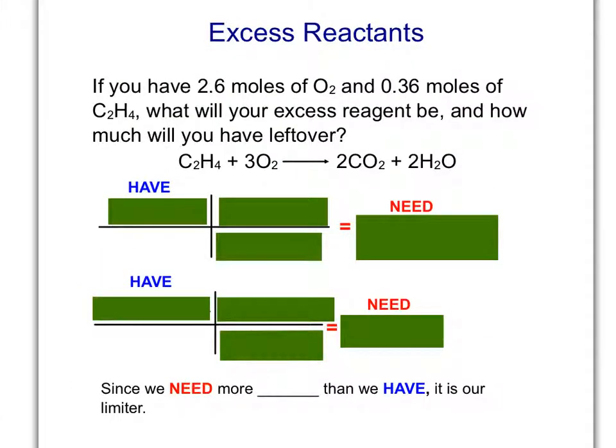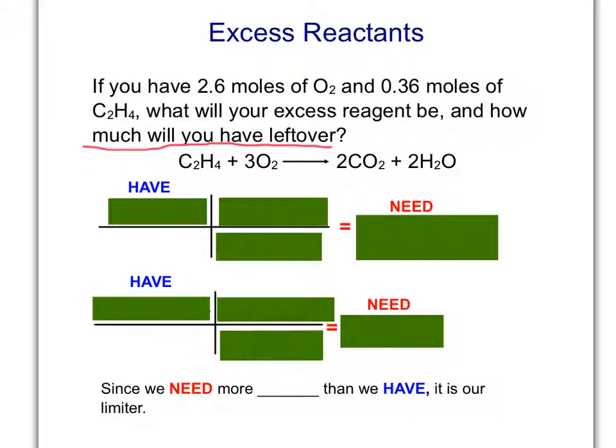Since this problem is similar to our last one, I'm going to go through this one a little bit quicker. So if we have 2.6 moles of O2 and 0.36 moles of C2H4, what will our excess reagent be and how much will we have left over? So this one does add an additional step where it's asking, well, how much of my excess do I have left over? So let's go through and solve for this.